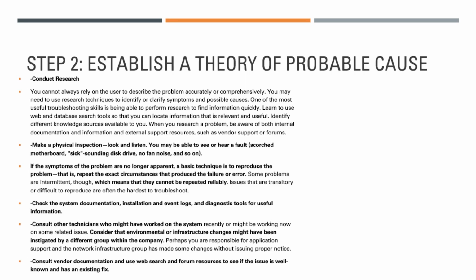Step 2. Establish a theory of probable cause. Conduct research. You cannot always rely on the user to describe the problem accurately or comprehensively. You may need to use research techniques to identify or clarify symptoms and possible causes. One of the most useful troubleshooting skills is being able to perform research to find information quickly. Learn to use web and database search tools so that you can locate information that is relevant and useful.